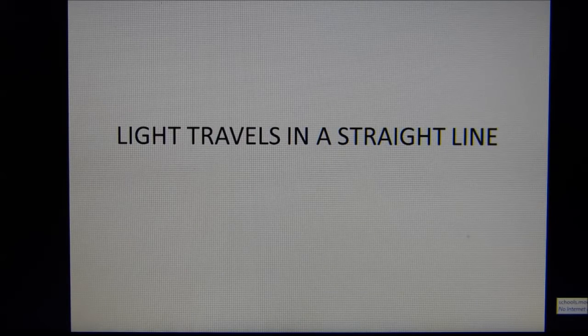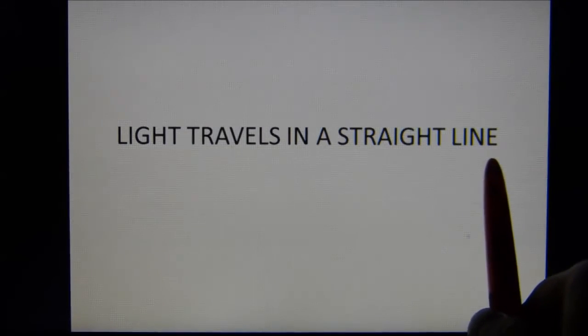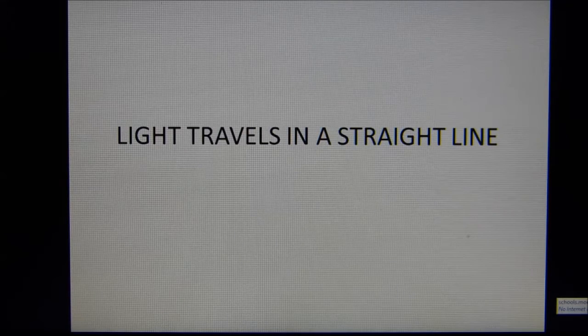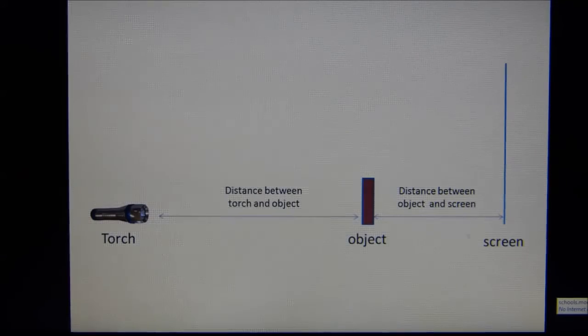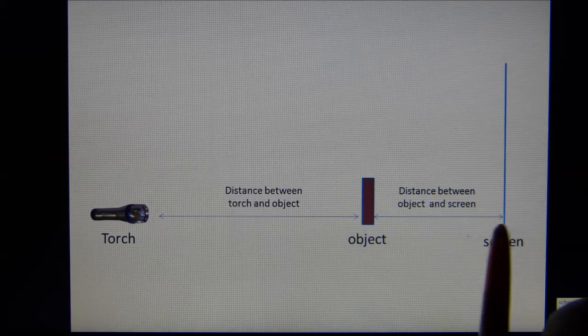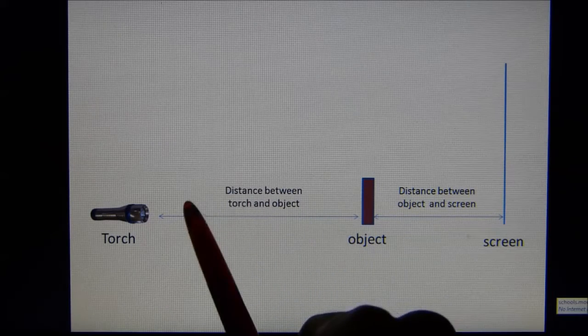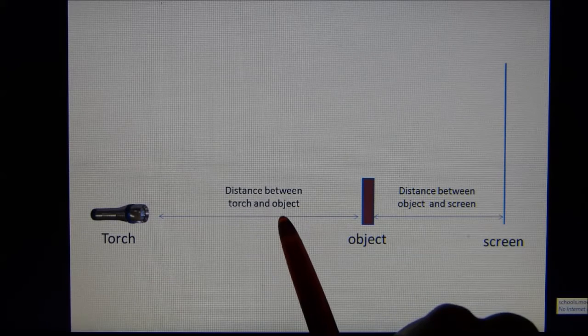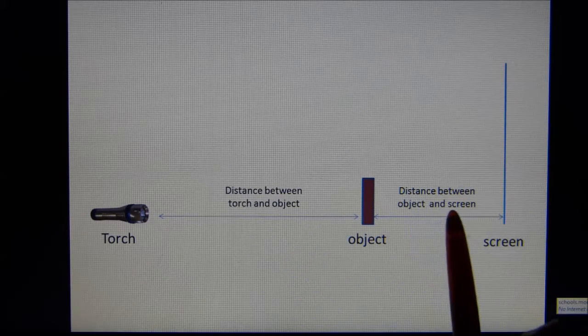Let's now attempt to explain why the shadow is formed on the screen and how it's being formed. Why is the shadow sometimes bigger and sometimes smaller? The basic property of light that we have learned is that light travels in a straight line, which means that light can be blocked if something is in its way because it cannot bend around. If we look at our setup, the torch is here, the object is in between the torch and the screen, and this is the screen. This portion here is the distance between the torch and the object, and this part here is the distance between the object and the screen.